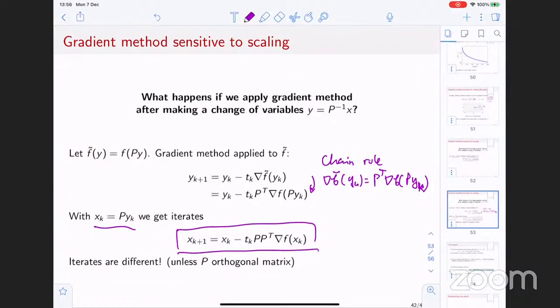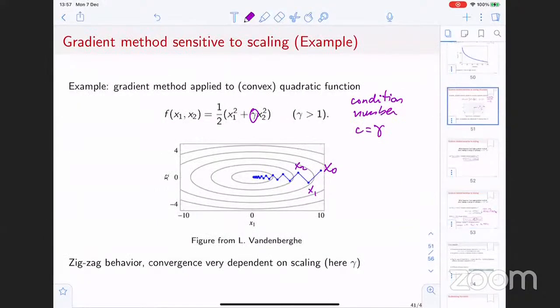Then what I want is to compare this with x_{k+1} equal to x_k minus t_k times the gradient of f at x_k, which is what you do if you apply the gradient method directly to the function f. So you can see that unless P P transpose is equal to identity, this is going to be a different iteration, and the iterates are going to be different in general. What this means geometrically is something very simple. If I go back to this slide, P P transpose equal to identity means that the transformation is just a rotation or a reflection. So this doesn't really change anything.